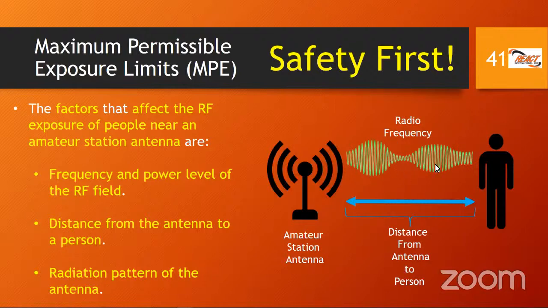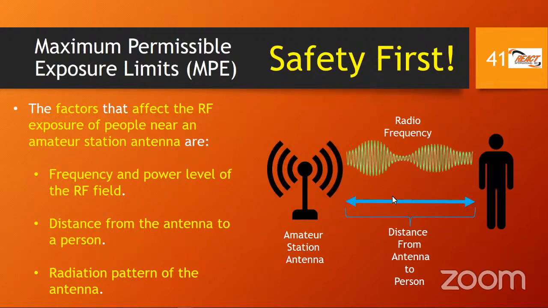So if you are near an amateur radio station, what affects the exposure are the following: the frequency, as well as the power level of the radio frequency field. So this is an important point. If you change your frequency, it's a different exposure. If you change your power level, it's a different exposure. So kind of makes sense to us, right? So we need to know this for the exam.